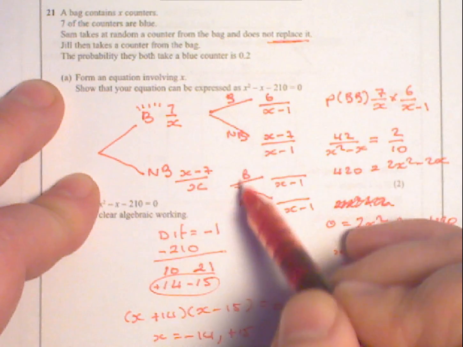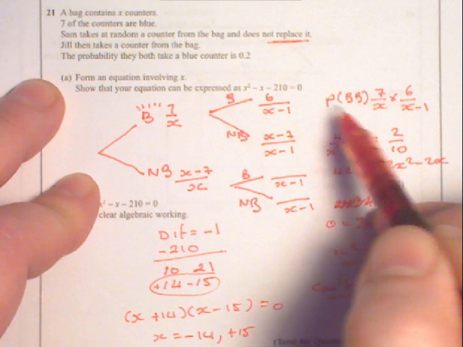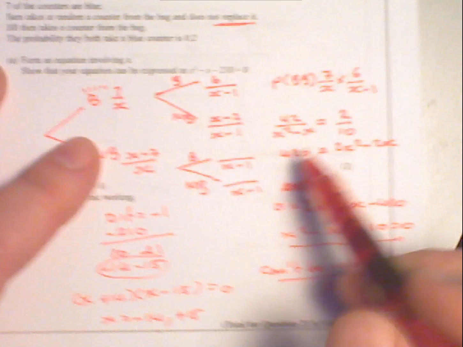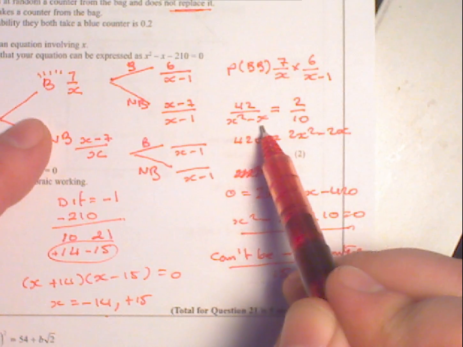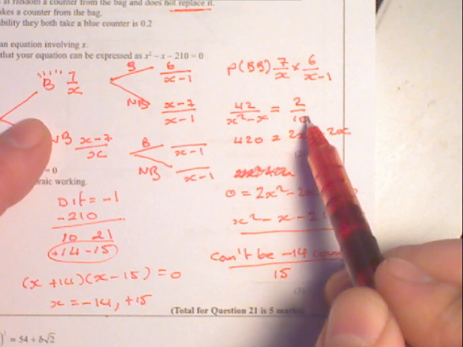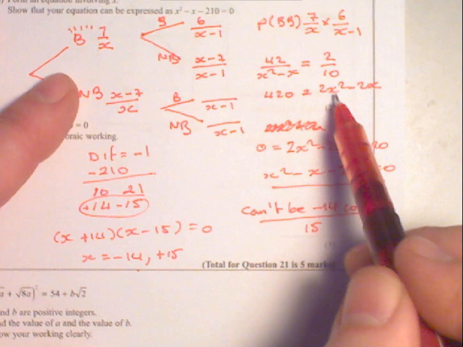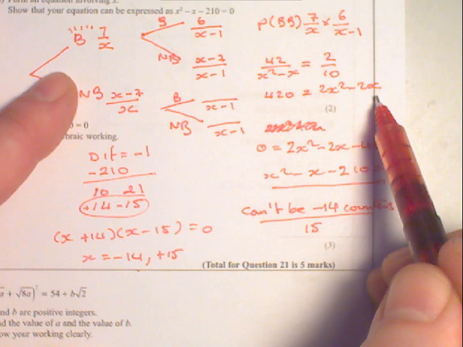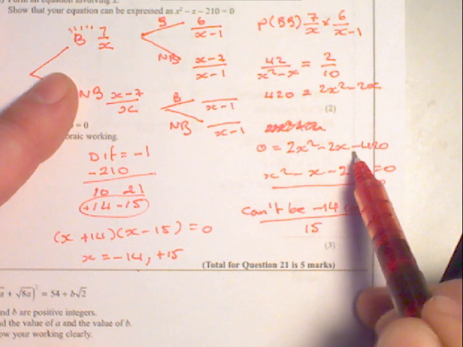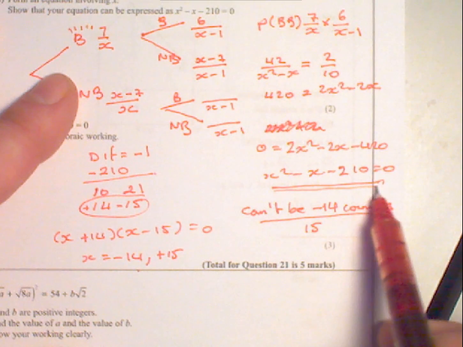Now, all of this I've just put in for detail, but you're really only interested in the blue-blue scenario. So I've just multiplied these two fractions together: multiply the top to get 42, multiply the bottom to get x squared minus x. To make my life easier, I've written 0.2 as 2 over 10. Remember, they told me that the probability of blue-blue was 0.2. And then I've cross-multiplied, so 10 times 42, which is 420, and 2x squared minus 2x. Then I've rearranged into standard quadratic form and divided by 2. And that has given me the thing that they wanted.